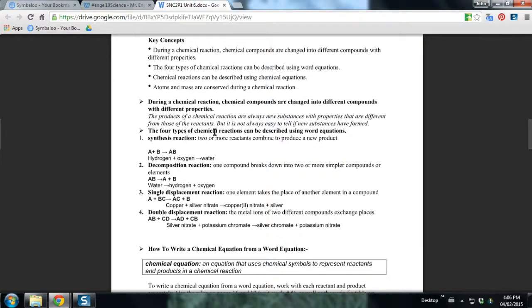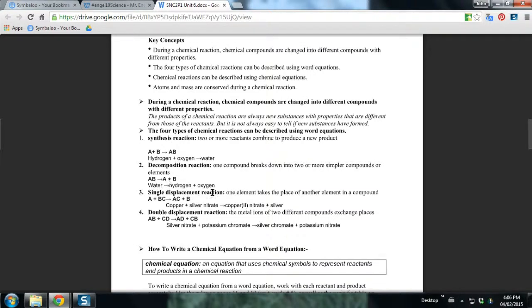That happens in four different ways. So there can be four different kinds of chemical reactions. Sometimes there's a synthesis reaction where two or more reactants combine and produce a new product. We have a decomposition reaction where you have a product that goes through a chemical reaction and becomes two separate products. So basically a substance that goes through a chemical reaction becomes two simpler compounds or elements.